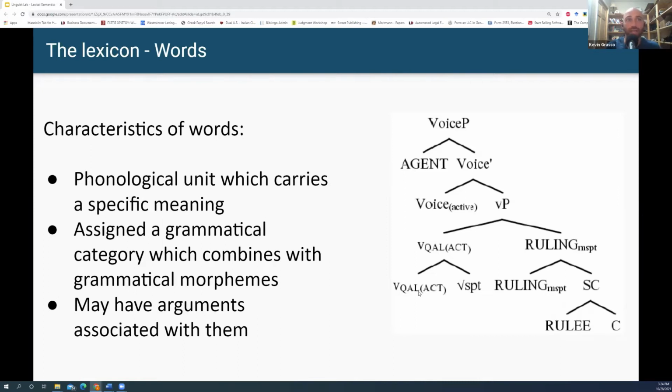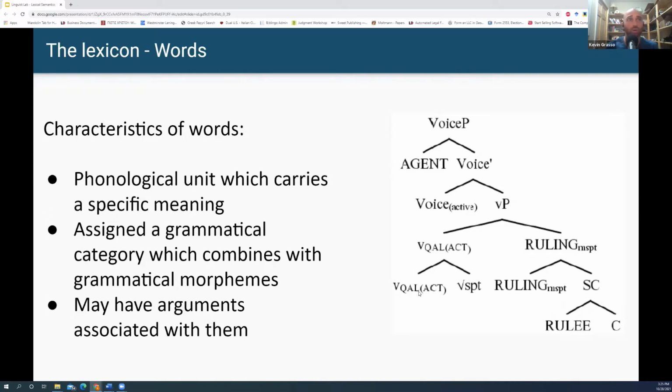So words can have what are called arguments associated with them. Again, this is something that I talk about quite frequently, but if you're not into the linguistics literature, you might not have heard this term argument. Basically, it's another word that completes the thought of a word. So if you think about a word like run, there has to be someone running. So the runner is an argument of the verb run.